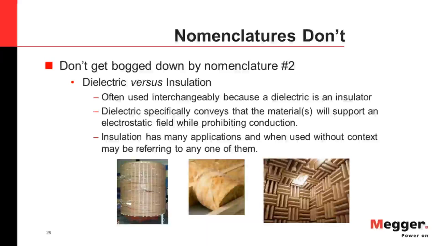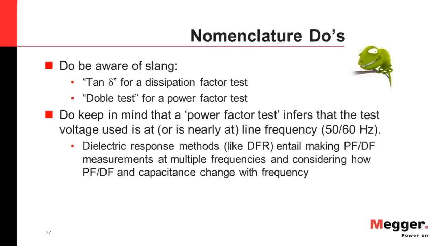Also, be aware of slang and don't get trapped thinking that there's any more to it than really just a naming preference. So tan delta is often used when referring to a dissipation factor test, and Doble test is sometimes used when referring to a power factor test.